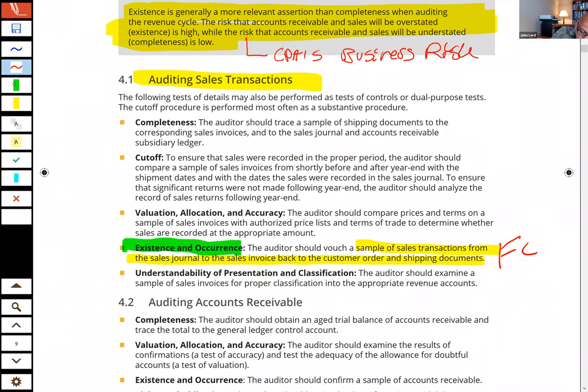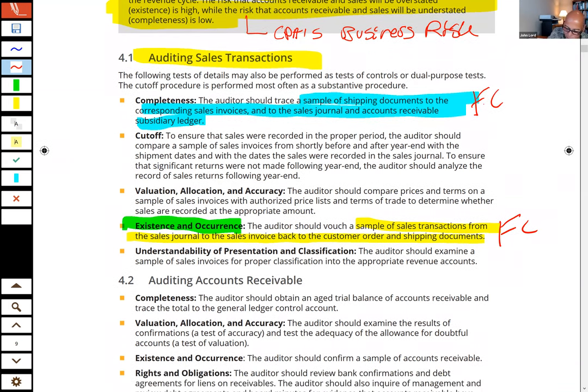For the completeness assertion, what do we do? We go the other way. So we would take a sample of shipping documents to the corresponding sales invoice and to the sales journal and accounts receivable subsidiary ledger to make sure it's recorded there, of course, as well. Flashcard that.